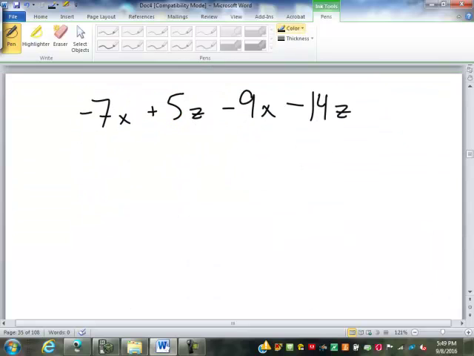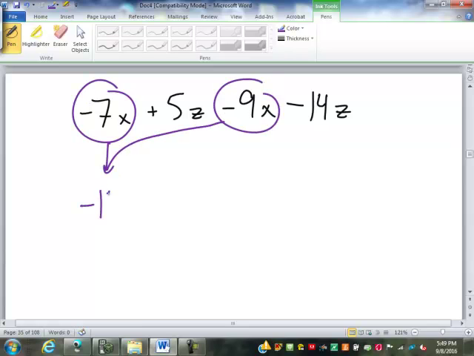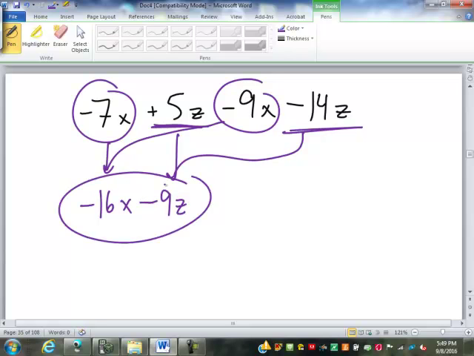Okay, so this one here. What can we combine? Negative 7x, negative 9x make negative 16x. What's next? Okay, 5z and negative 14z make negative 9z. Good. Now the negative is already there to connect them, so that's just 16x minus 9z, or negative 16x and negative 9z, however you want to pronounce it. Any questions?